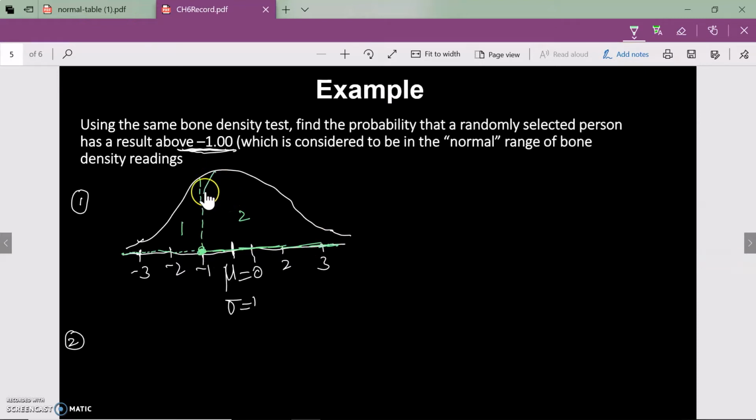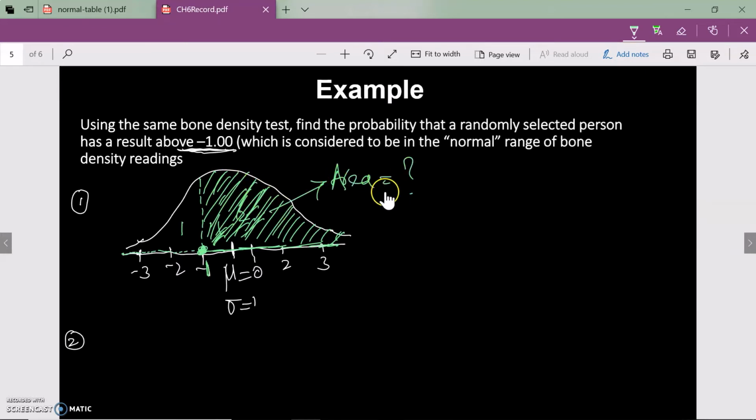So clearly, in this case, I'm going to shade region 2, not region 1, as we have done in the previous example. Above -1, right? This is the area I have to calculate. This is the z-score I have, -1, and this is the area I have to compute. Why am I shading this? Because this is the area I need to compute. So what do I need to find? I need to find the probability of z greater than or equal to -1.00. That's the probability I need to compute.